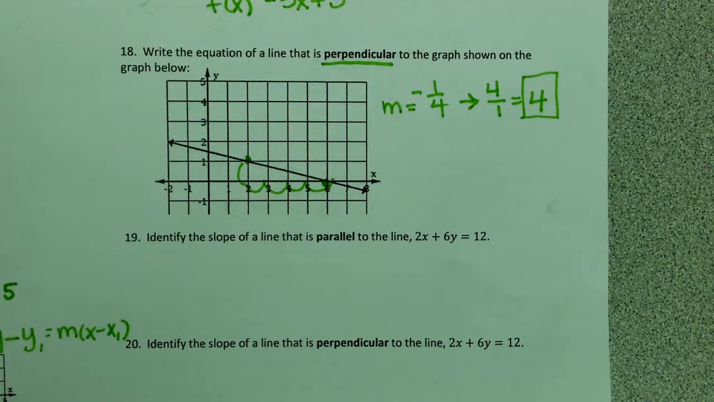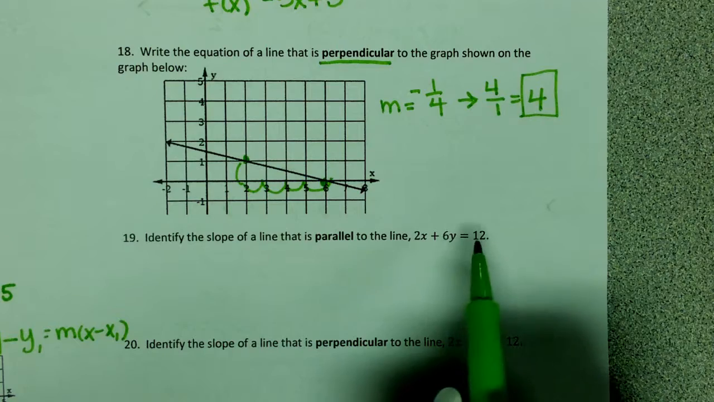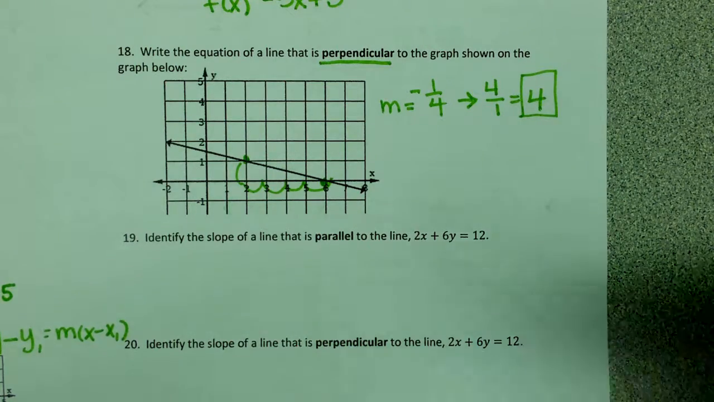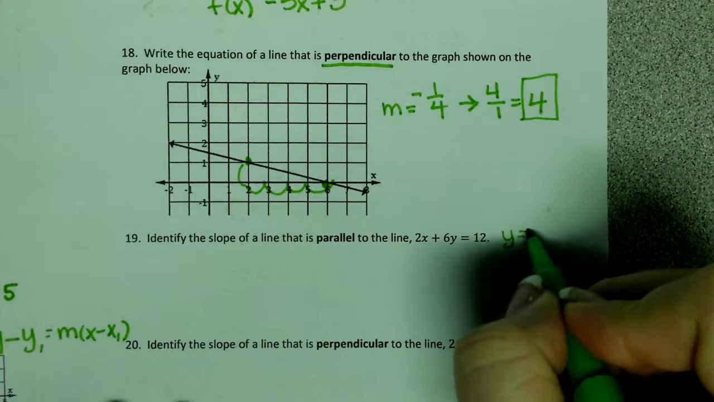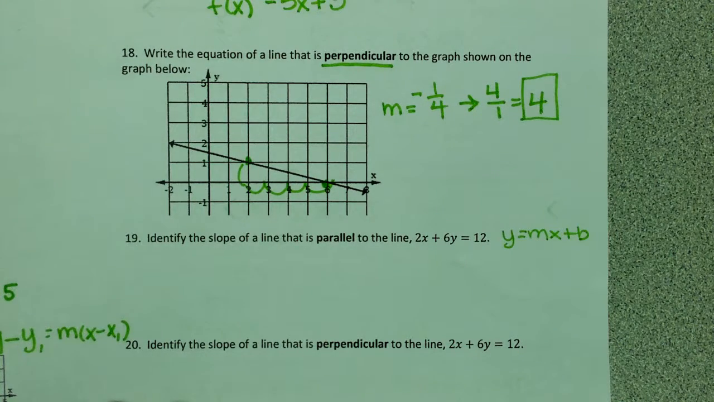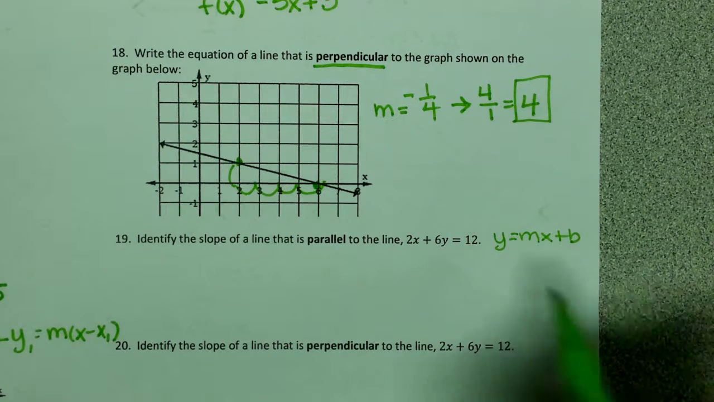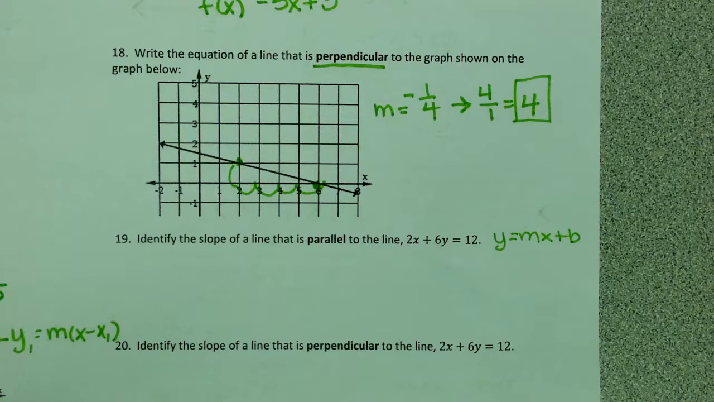All right, number 19. Identify the slope of a line that is parallel to the line 2x plus 6y equals 12. Do I know what my slope is from this? No, because this is standard form, so I need to convert it to slope-intercept form, y equals mx plus b. We're trying to get y by itself. No, we're not looking for the x and y intercept. We want to convert it to y equals mx plus b.